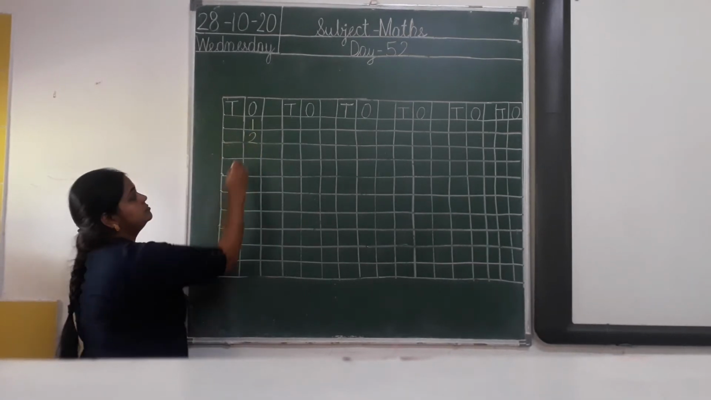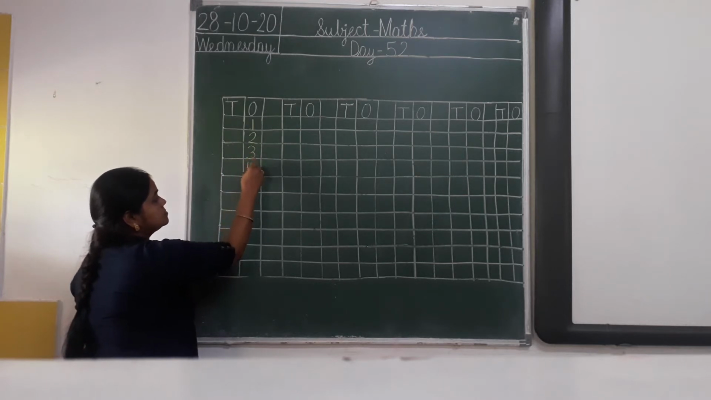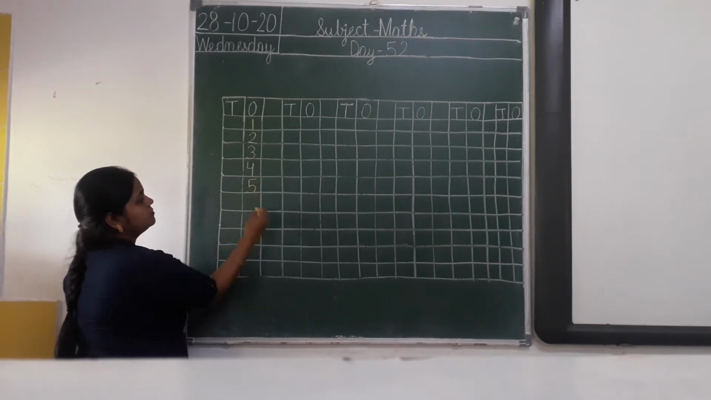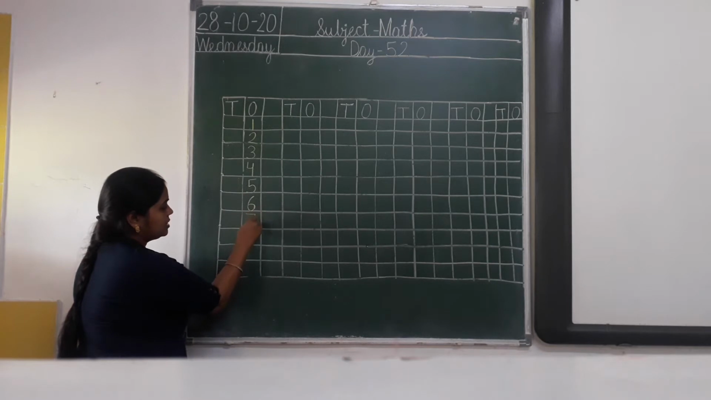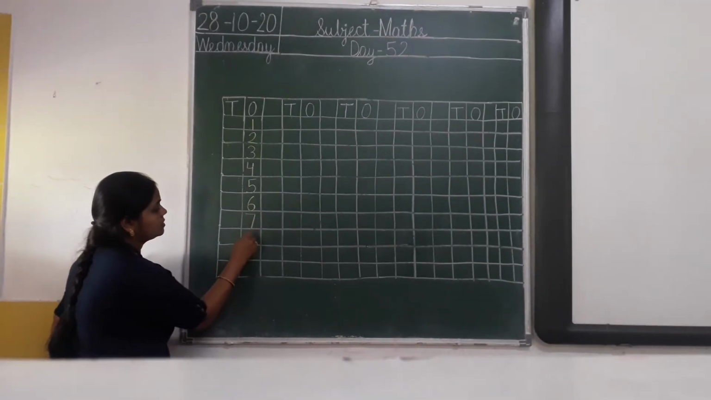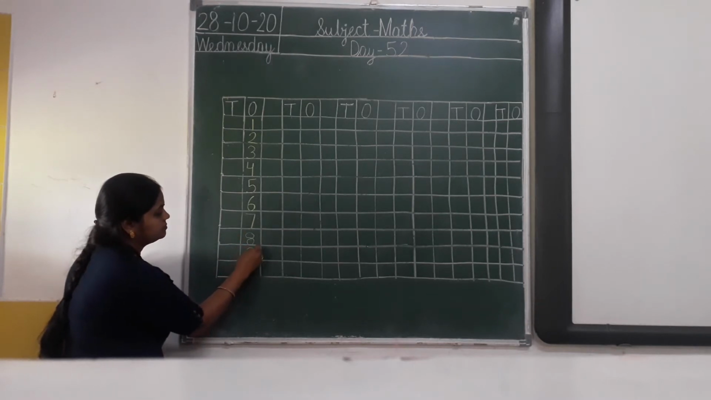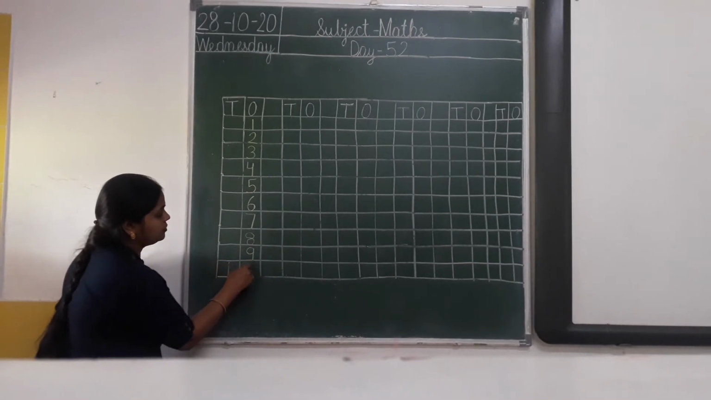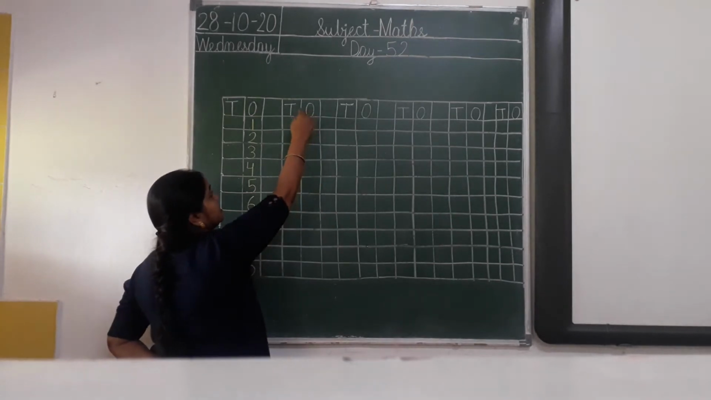2. 3. 4. 5. 6. 7. 8. 9. 10. Now come to this side.